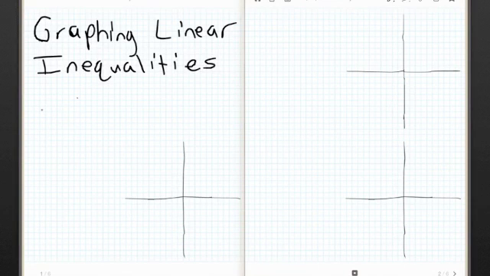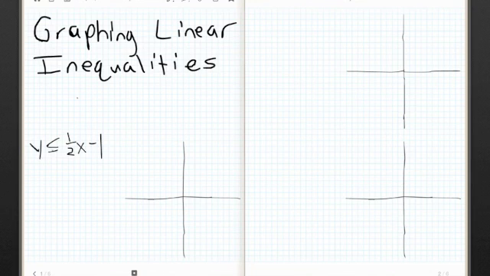Let's graph some linear inequalities. So, as with solving inequalities being very similar to solving equations, you're going to see that graphing them is also very similar to the way we graph equations. So, let's start in our standard y equals mx plus b form, but instead of an equal sign, we have an inequality sign. Less than or equal to. But for now, we're just going to ignore that and graph this as we would an equation.